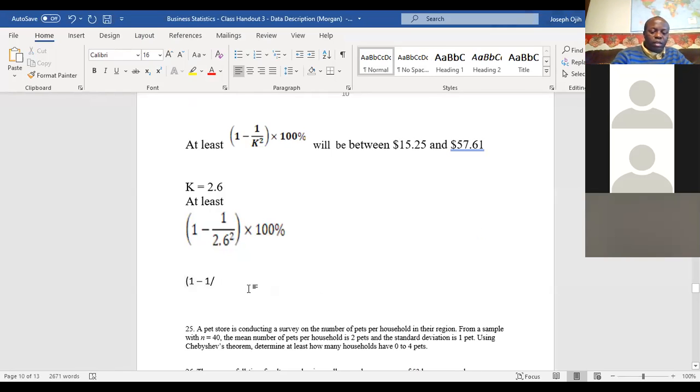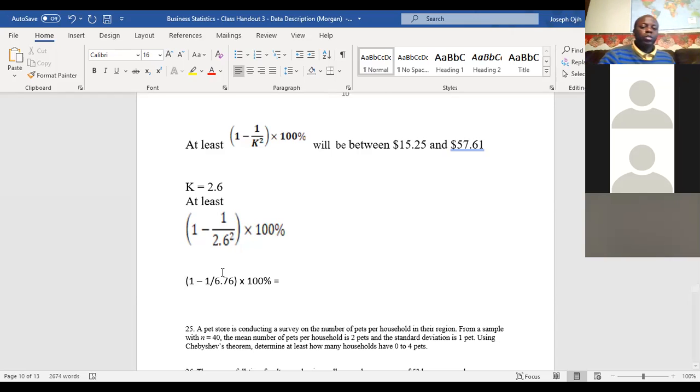What about 6.76 times 100%? Now, having figured this out, we can put everything in decimals and get our result. So now, writing it down: 1 minus 1 over 2.6 squared, times 100.